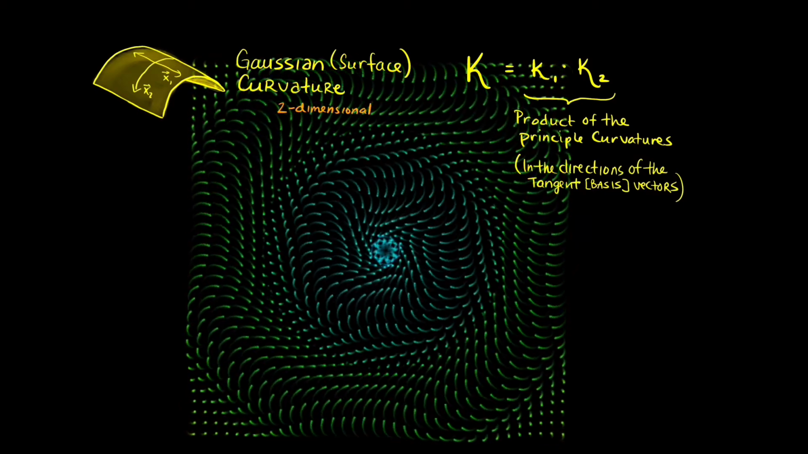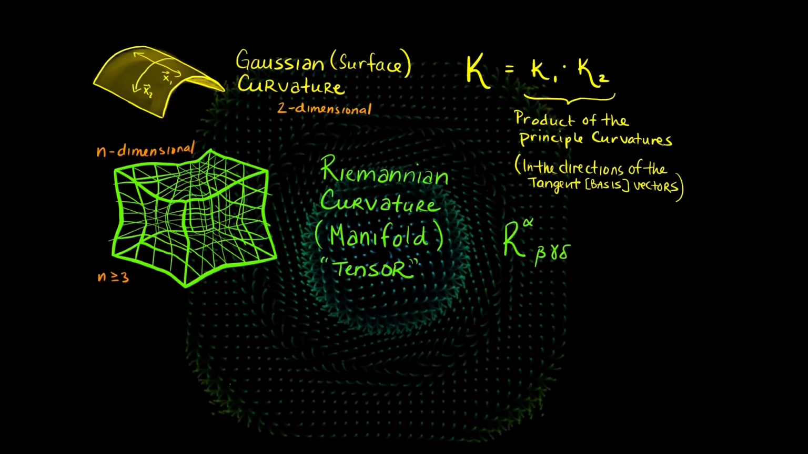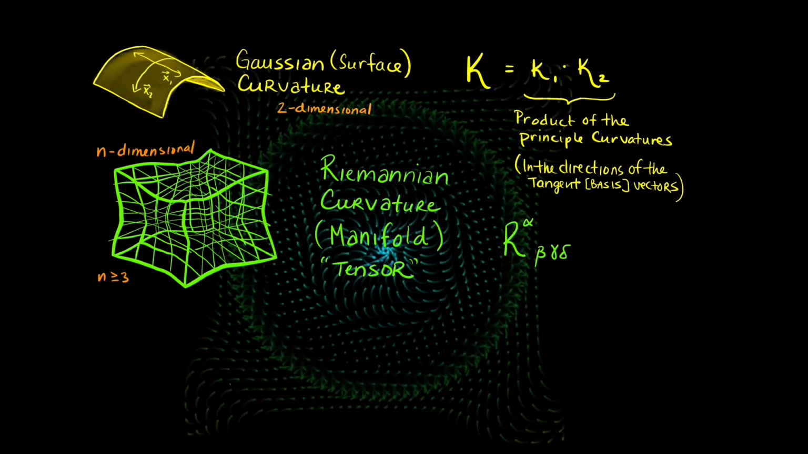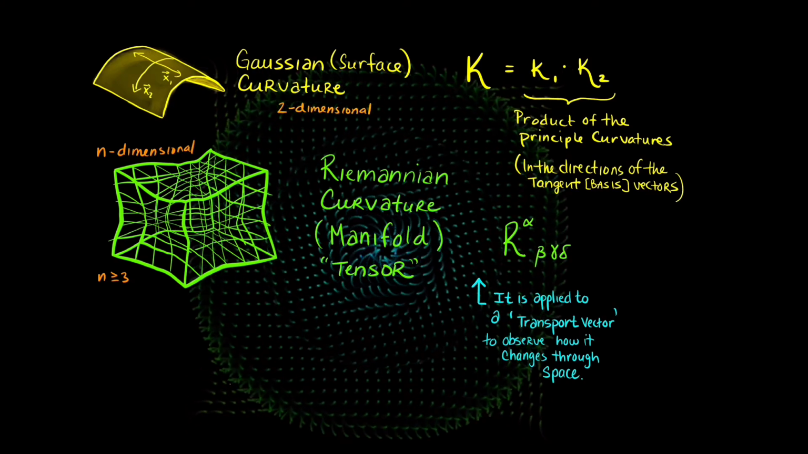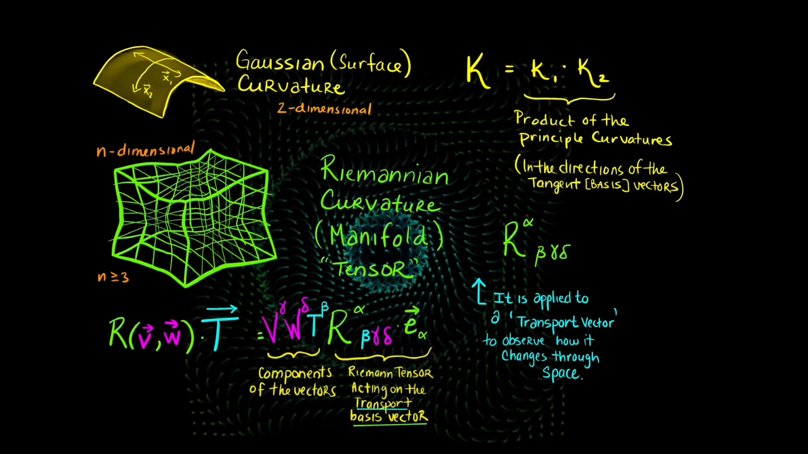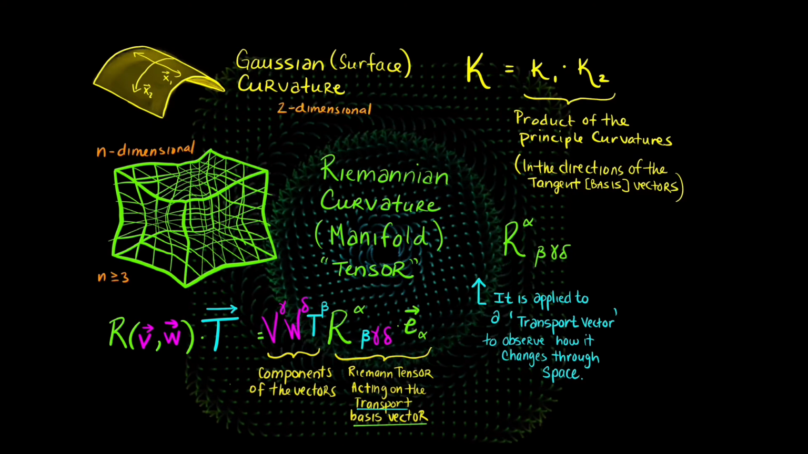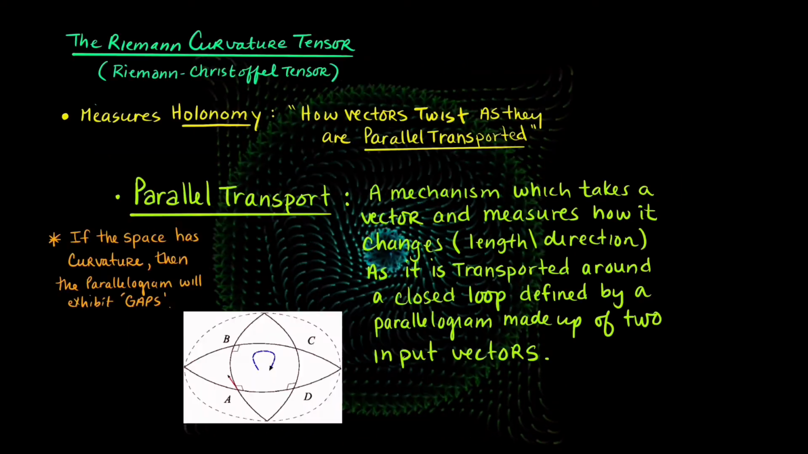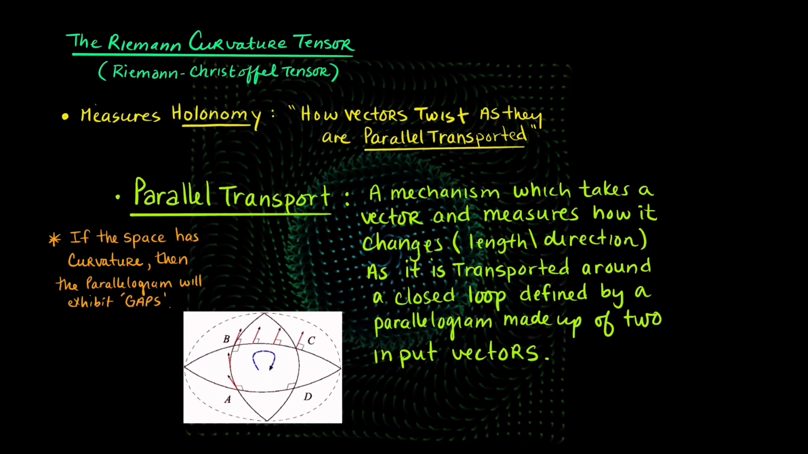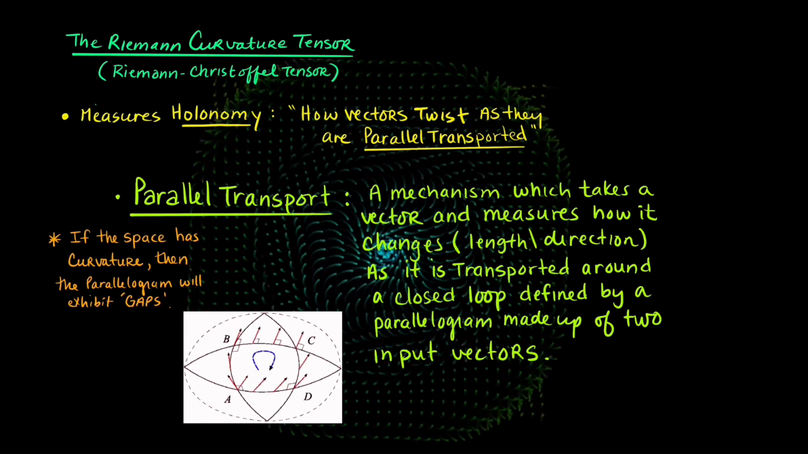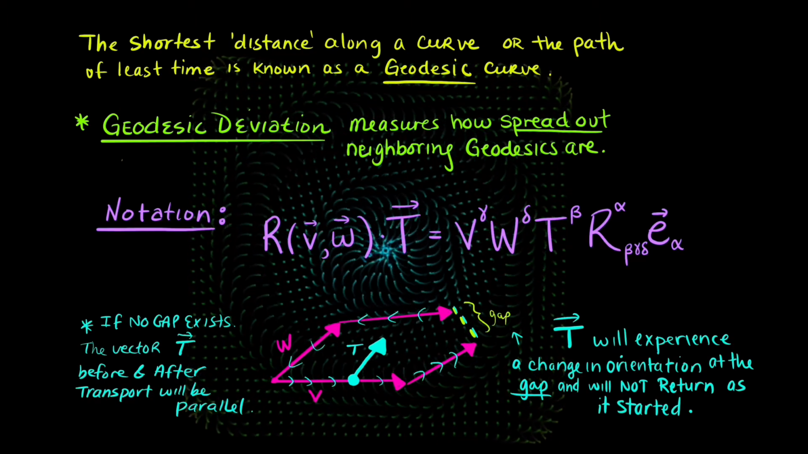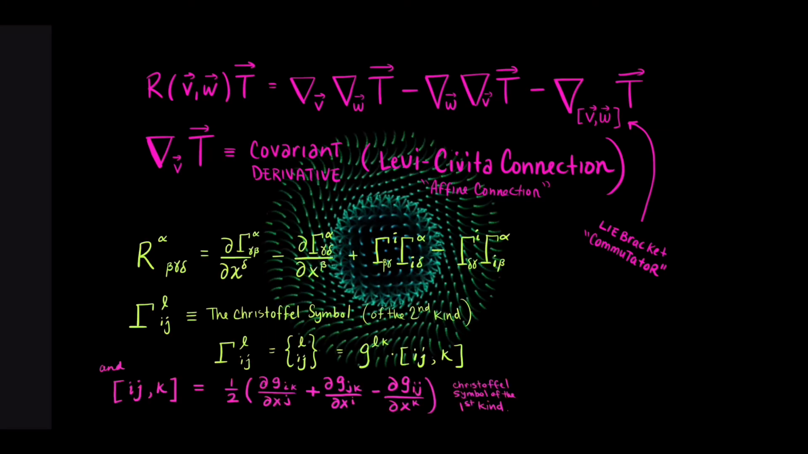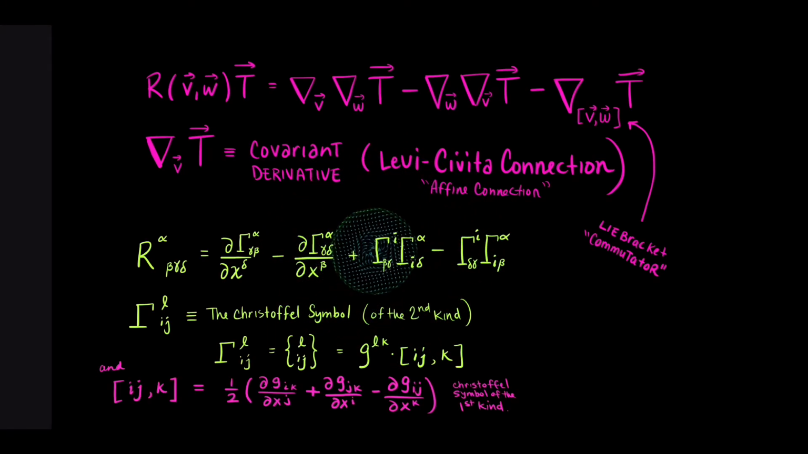Because of the limitations of Gaussian curvature in 2 dimensions, the Riemann curvature tensor uses a process called parallel transport, in which a test vector is transported around a closed loop formed by 2 input vectors. A gap detected in this loop is a measure of the curvature in the space. And through this process, we develop a unique connection between basis vectors and their components. The Levi-Civita connection, or the covariant derivative, expressed through the Christoffel symbols, gives us this unique connection.